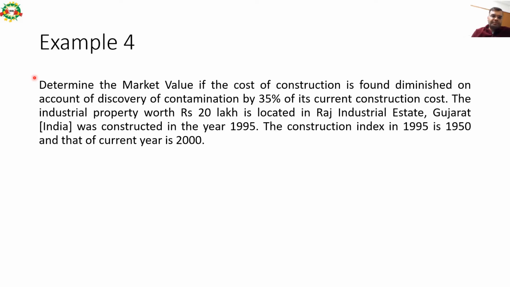Another example: determine the market value if the cost of construction is found diminished on account of discovery of contamination by 35% of its current construction cost. The industrial property worth rupees 20 lakh is located in Raj Industrial Estate, Gujarat, India. It was constructed in 1995. The construction index in 1995 was 1950 and that of the current year is 2000.